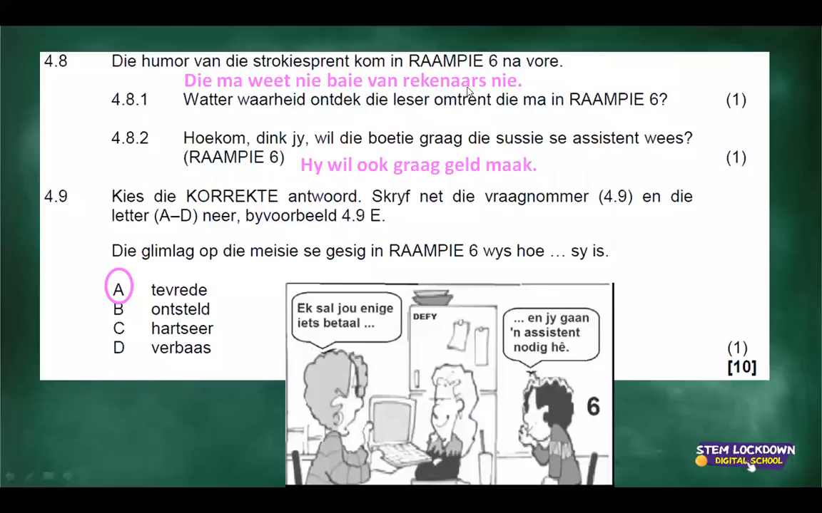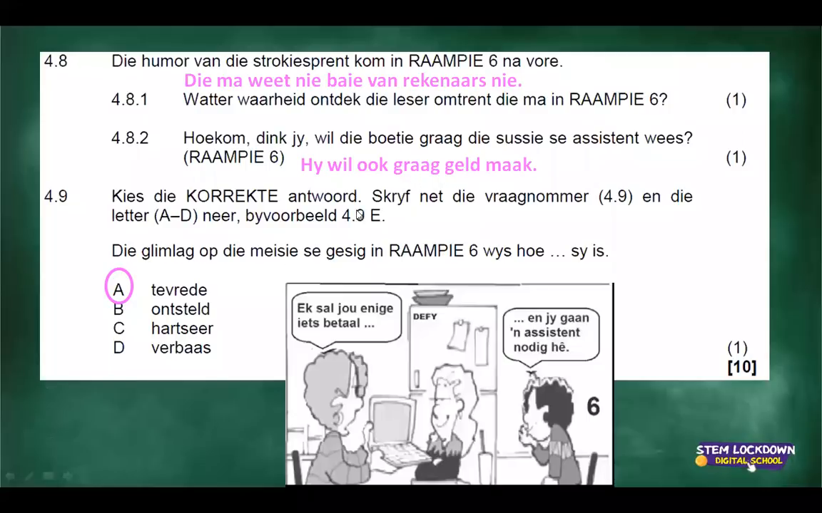Die ma weet nie baie van rekenaars nie. The mom doesn't know a lot about computers, or die ma weet nie baie van sosiale netwerke af. The mom doesn't know a lot about social media. That would also get you the mark. Hoekom dink jy wil die boetie graag die sussie se assistent wees? Why does the little brother want to be the little girl's assistant? Hy wil ook geld maak. He also wants to make money.